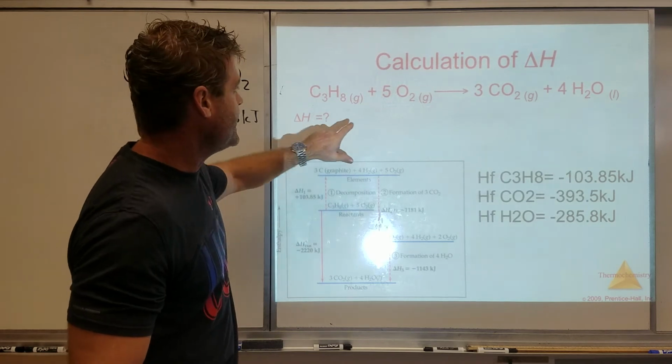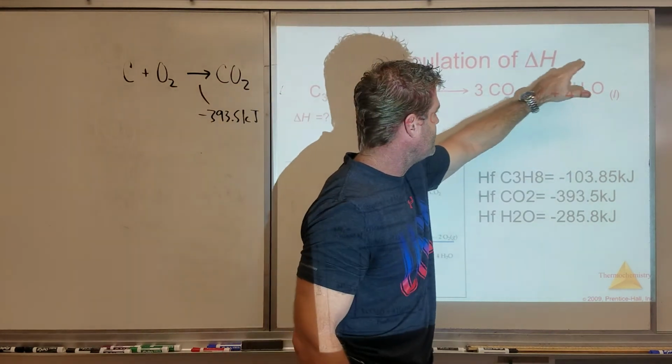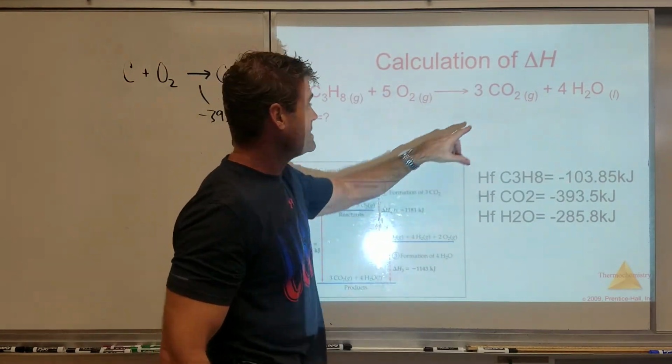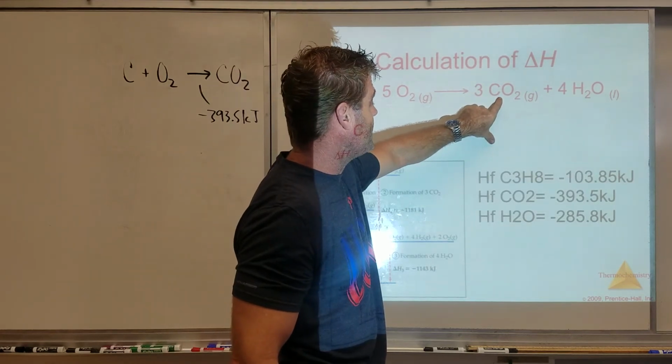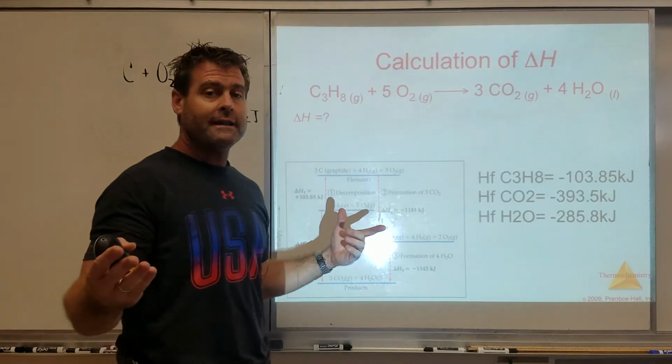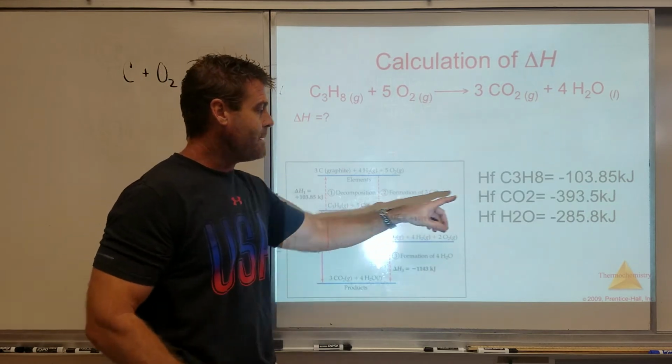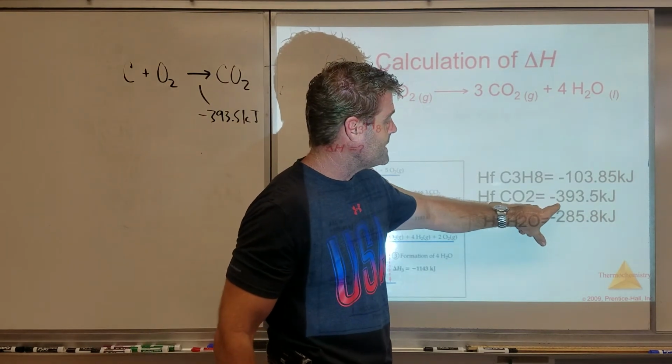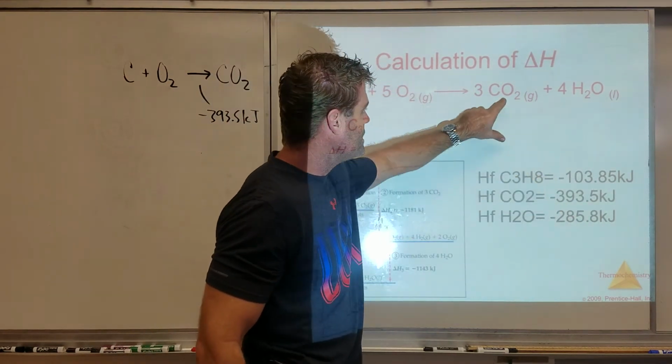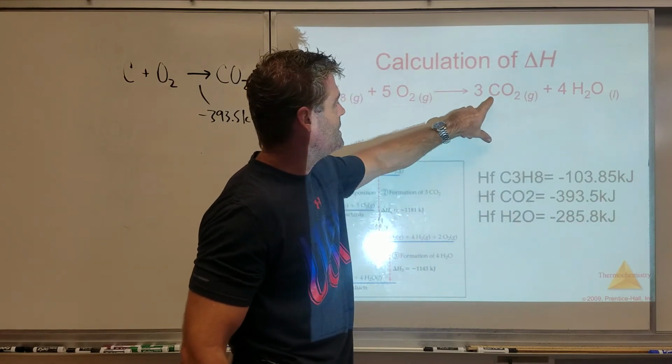So for delta H, I take my products. You guys see, we start with our product side. Remember, it's products minus reactants. I would take the enthalpy of formation of carbon dioxide. And where would I find that? You'd find that on a table. You remember the table we saw a few slides back? The enthalpy of formation for carbon dioxide is negative 393.5 kilojoules. So I put that. But then you guys got to remember what you need to do to it.